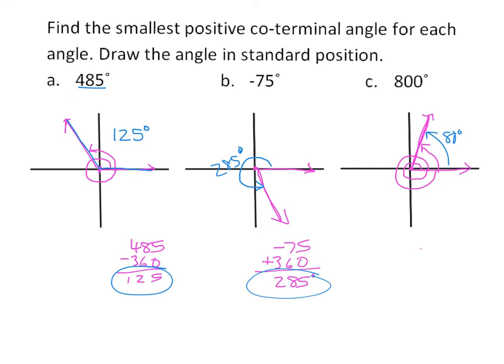Again, you can think about this as our original angle. We take away the 360 that we went around all the way one full circle, and that will leave us with 440. We'd have to subtract another 360, and when we subtract another 360, we get 80, which is where that 80 degree angle comes from.